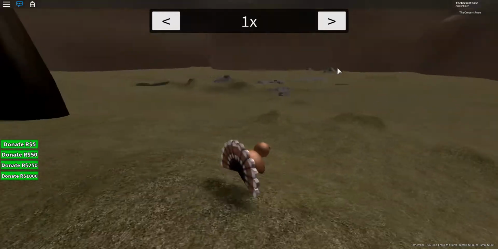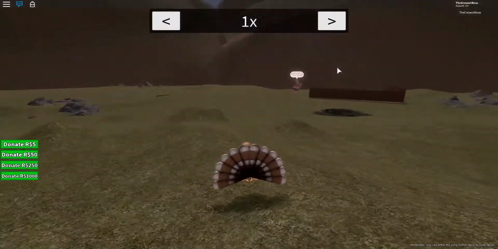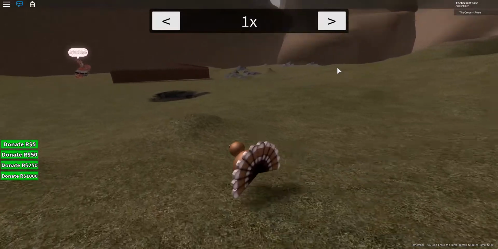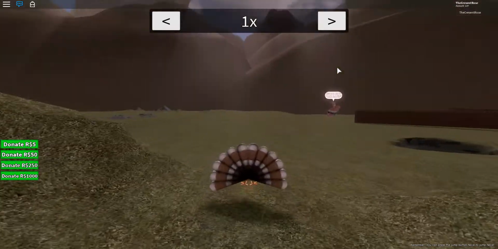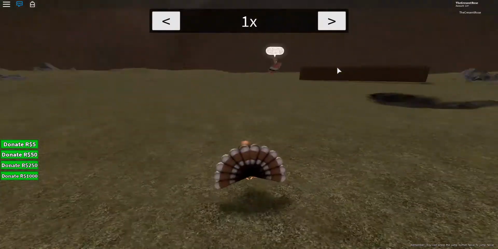I think this is the only Mr. Krabs over here. I'm looking around. I don't see anyone else. I'm gonna walk the edge of the map afterwards, maybe if I can find a secret.